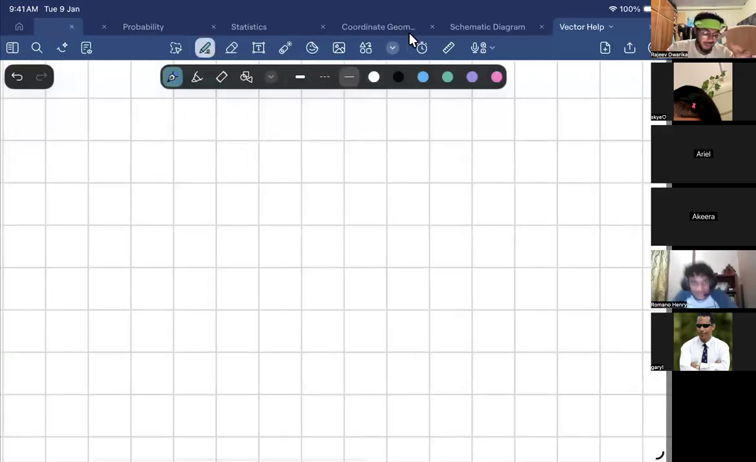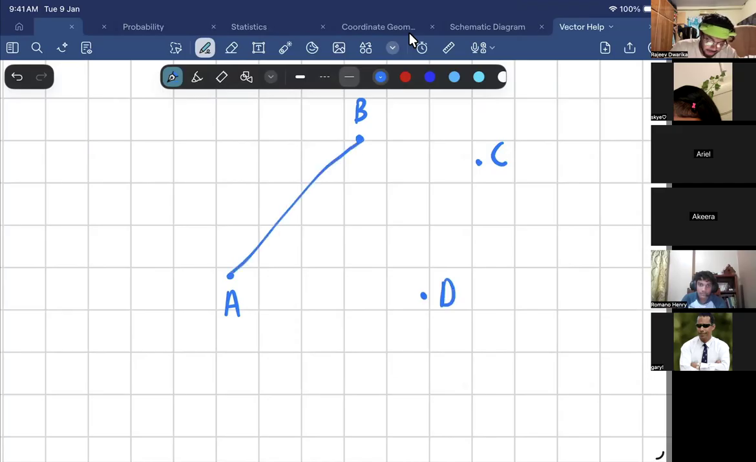Okay, so I'm gonna draw a diagram here, and I want you all to forget about maths and just think about it logically. So let me just say I have A, B, C, and I have D, right? I'm going to connect these points.